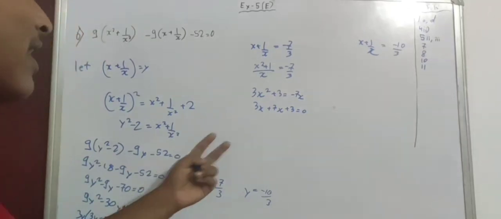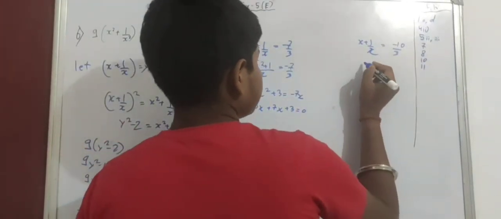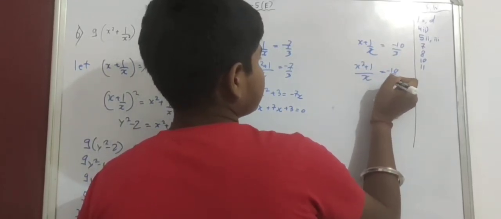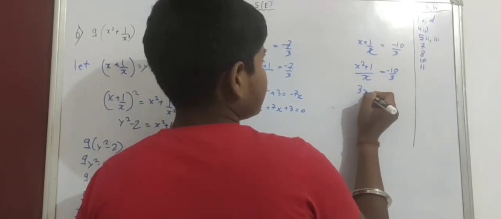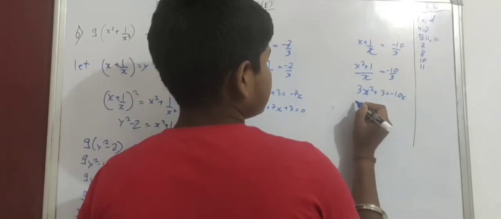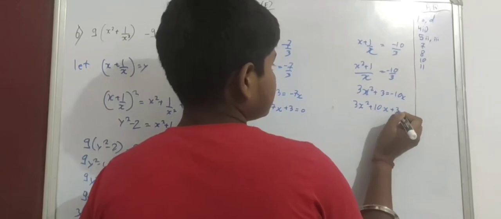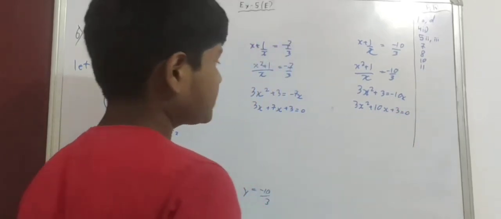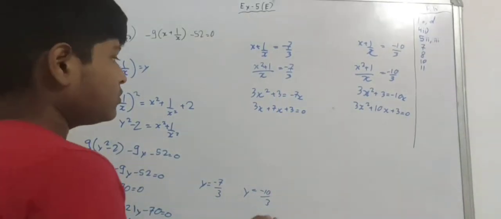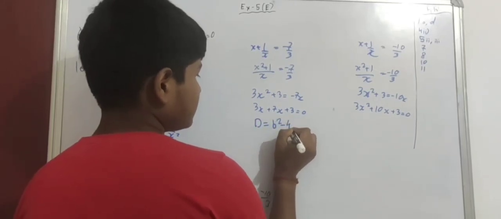So you have to find the value. You can use the formula of discriminant. Here same, you have x square plus 1 divided by x is equals to minus 10 by 3. You have 3x square plus 3 is equals to minus 10x. 3x square plus 10x plus 3 is equals to 0. And formula of discriminant. But first check that the roots are imaginary or real. So to check this, we have the formula of discriminant as b square minus 4ac.